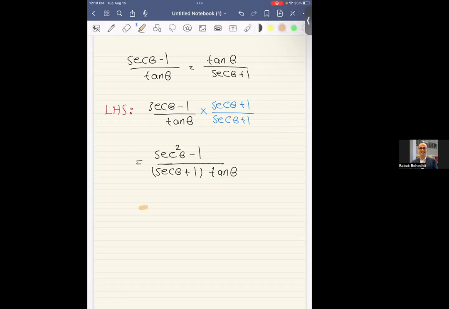Okay, so now this is equal to, on the top, secant square minus 1. What is secant square minus 1? Secant square minus 1 is tangent square, right? Divided by secant theta plus 1 times tangent theta. And then tangent square over tangent is just tangent theta over secant theta plus 1. And that is just equal to the right-hand side.